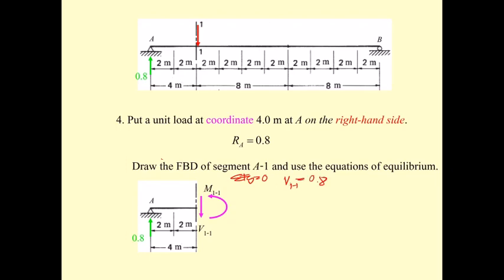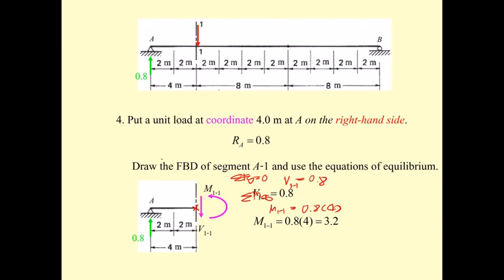See, it's jumped from minus 0.2 to plus 0.8. And then if you do summation of moment equal to 0, this time it's going to be very simple. The M1-1 is going to be 0.8 times 4, and then you get the result V1-1 and M1-1 like this.